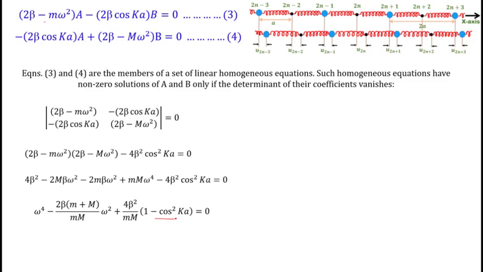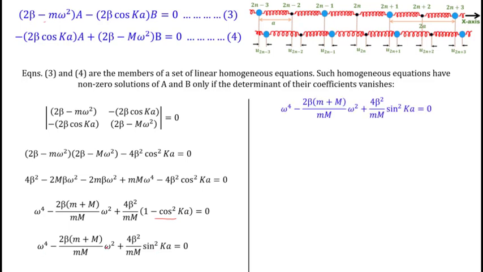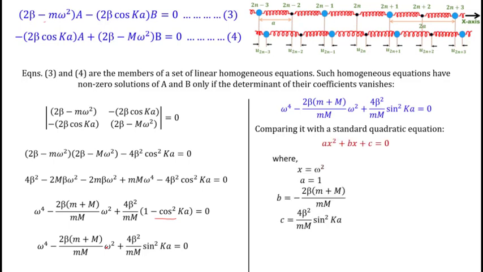1 minus cos square k is sin square k. So we write this equation as this. If you look into this expression, this is a quadratic equation. And if you compare it with the standard quadratic equation, I could say that x here is omega square, a here is 1, b here is minus 2 beta (small m plus capital M) divided by small m capital M, and c is 4 beta square by small m capital M times sin square k.